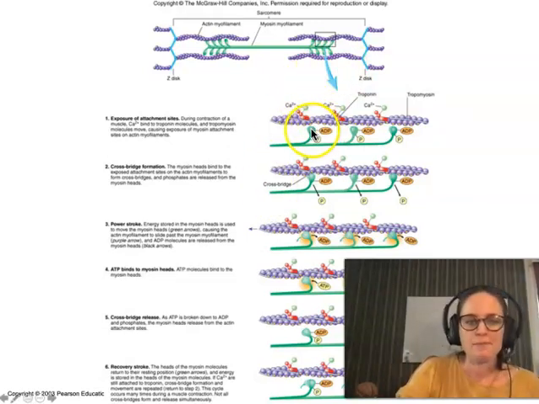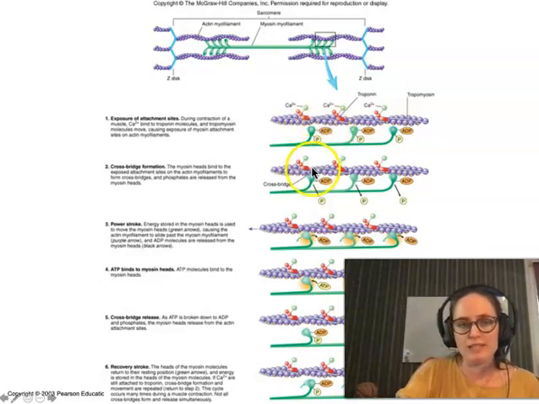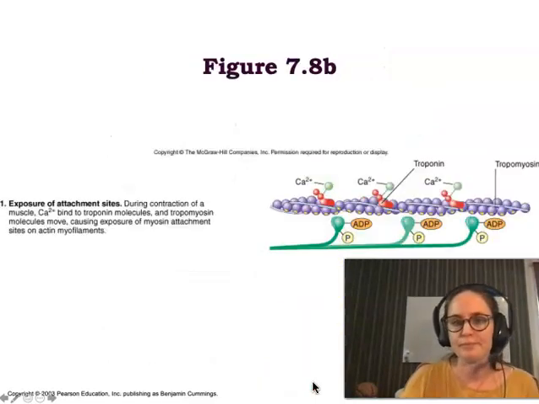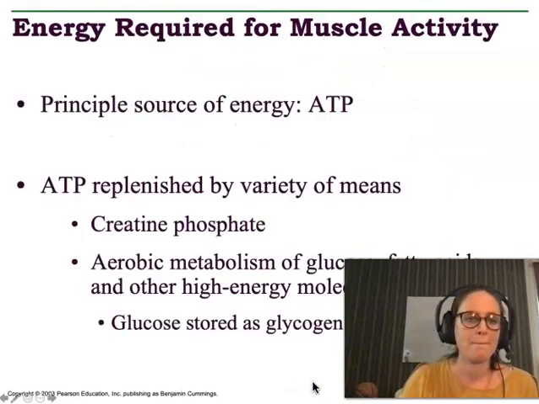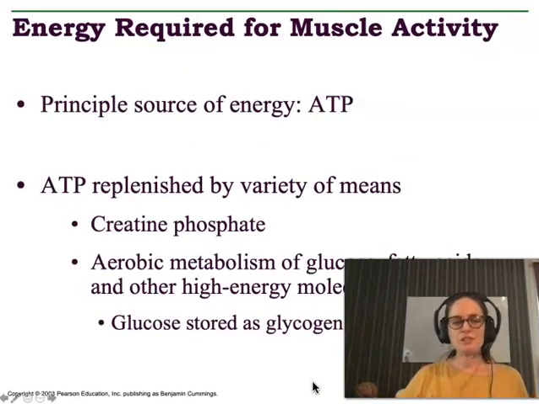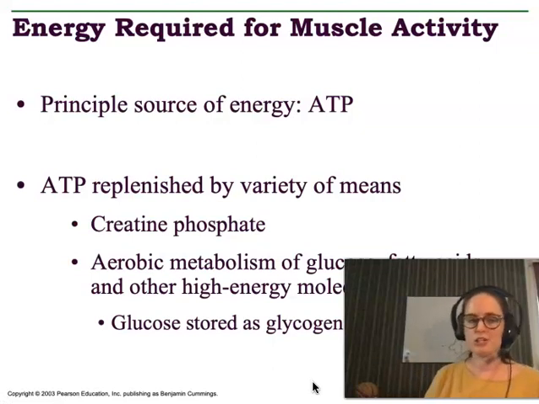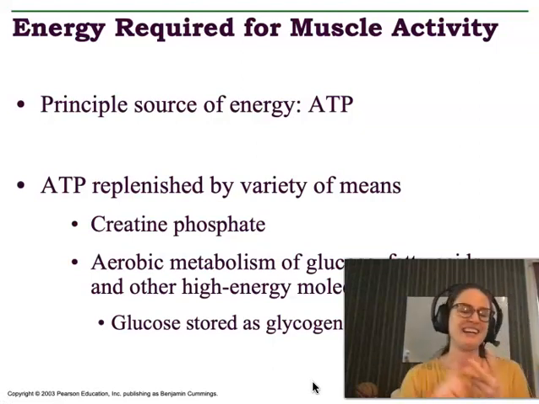There's that again. We're in ADP when we attach. We do our power stroke. We get a new ATP to detach. And then we've already had the lysis of that ATP into ADP and phosphate, and we're ready to go again. So that means you need 2 molecules for muscle contraction. You need ATP for muscle contraction, and you need calcium for muscle contraction.